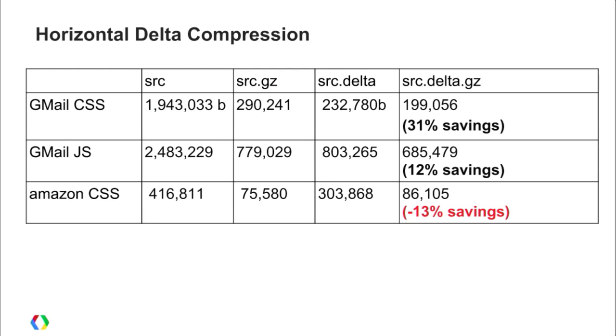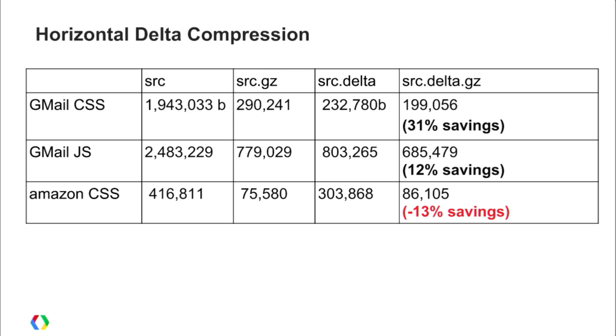Now we can see, when I've applied this technique to some various sites on the internet, that we get some interesting numbers out of it. So I took all of the CSS from a Gmail session, all of the JavaScript from a Gmail session, and all the CSS from an Amazon session, and I ran it through this technique. So you can see we've got the source, the GZIP source, and then the size of the data once it's been delta encoded, and then of course the GZIPing of the delta encoded data, right? Because we can't just stop at the delta encoding.